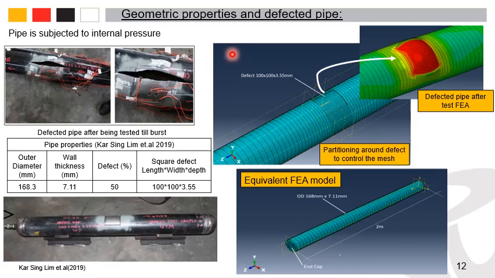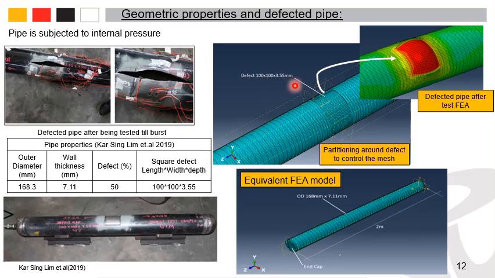Now, let's talk about the second case of validation, where the pipe is subjected to internal pressure. The pipe had an outer diameter of 168.3 millimeters and a wall thickness of 7.11 millimeters, where the defect was 50%. The defect had the form of a square with those dimensions. As we can see, this pipe represents the defected pipe done in the experiment, and this is the equivalent model.